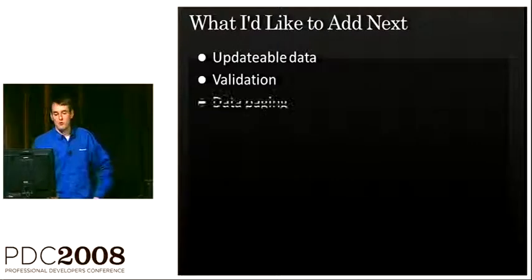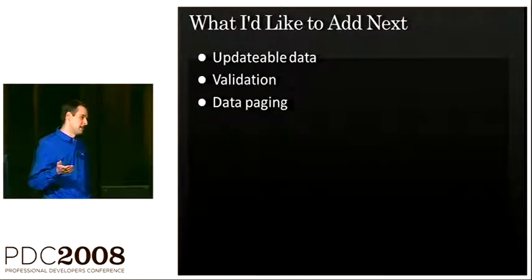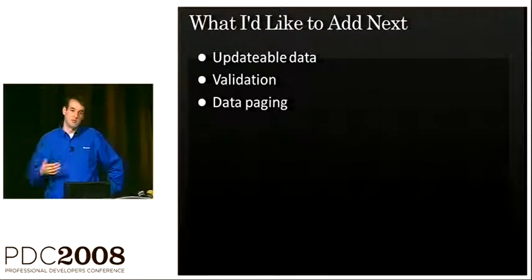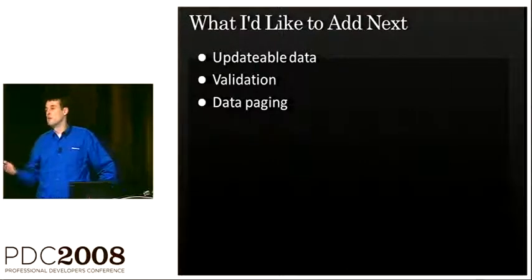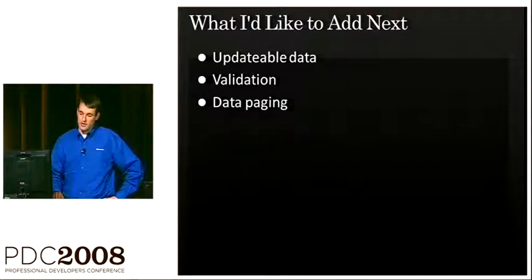I'd like to be able to do data paging. I only return salaried employees in my example. If I had to return all of them, then I would have gotten back a whole ton of them. If there's 50,000 employees coming back, odds are I don't want to download them all at the same time. I want some model for paging over the set of data and some infrastructure for doing that.